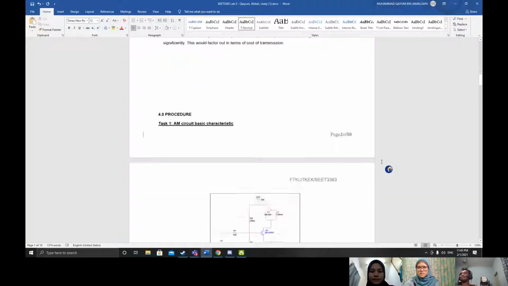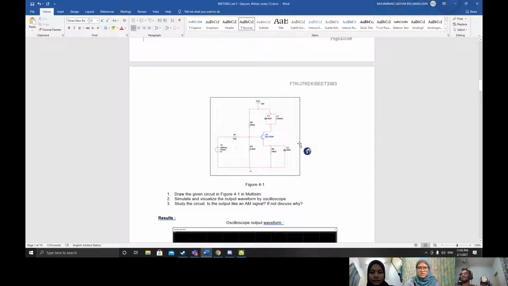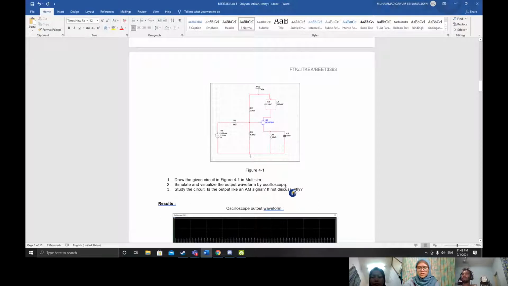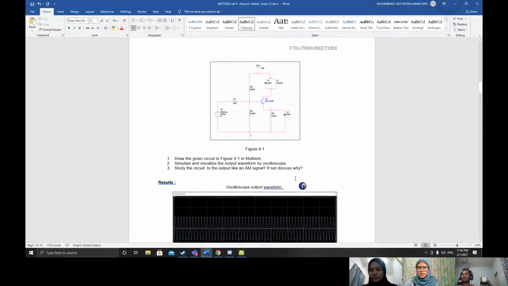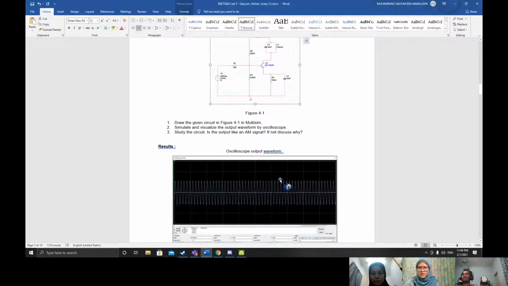Okay, so for task 1, we designed the circuit as given here. We can see that there is one source and we use a transistor and LC tank here. If we simulate the circuit and put the oscilloscope at the end, at this particular point, we get this waveform, and we can observe that the output waveform produced is not modulated.